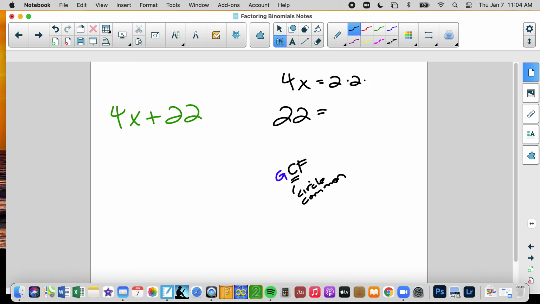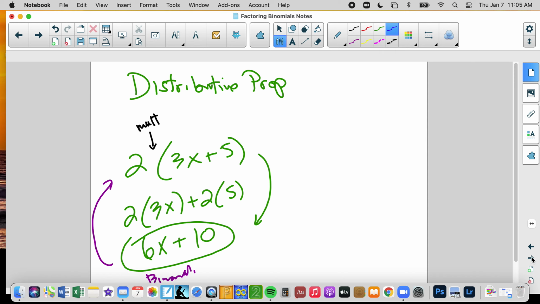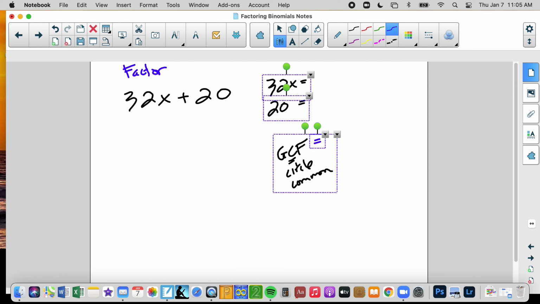4x is 2 times x. 22 is 2 times 11. And we want to circle what they have in common. So they have in common a 2, so my GCF is going to be 2. And after I take that out, what am I left with? I'm left with 2x and 11. So that now becomes 2x plus 11. So if we were going to factor 4x plus 22, take the greatest common factor from it, you would be left with 2 times the quantity 2x plus 11. That's the distributive.